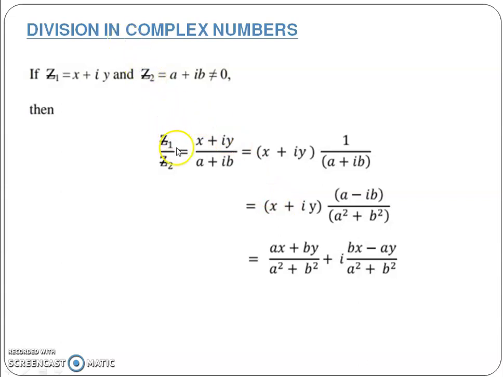So if I have to divide z1 by z2, I'll simply write the numerator as it is, and the denominator has been now written as 1 over a plus iota b, which is nothing but the multiplicative inverse of a plus iota b, which we have calculated just now. So I'll write its value as (a minus iota b) upon (a squared plus b squared). Multiplying the two numerators and separating the real and the imaginary parts will get the required result.